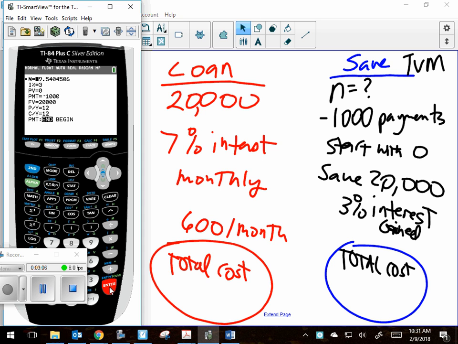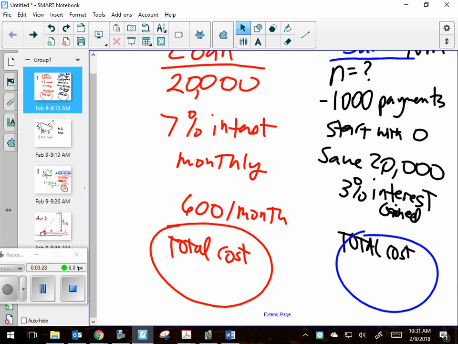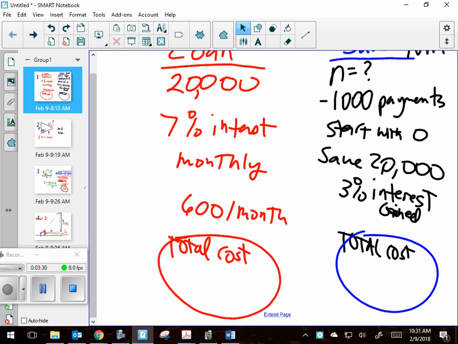Now, think about it. If these were $1,000 payments and I had made 20 of them, I would have put in 20,000. So I put in less than 20,000. How is it possible that I actually have 20,000 then? Because you earned interest. Okay? So this total cost should be less than 20,000 because you earned interest. The other total cost will be more than 20,000 because you paid interest. And what I want to know is what's the difference? What's the total dollar difference?